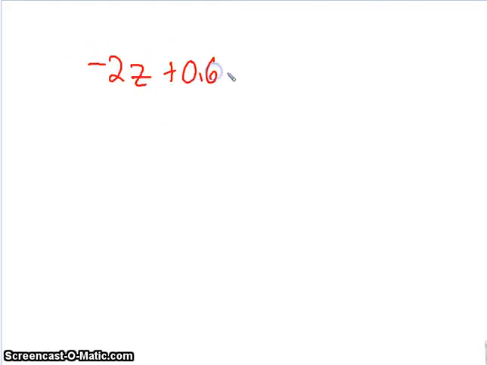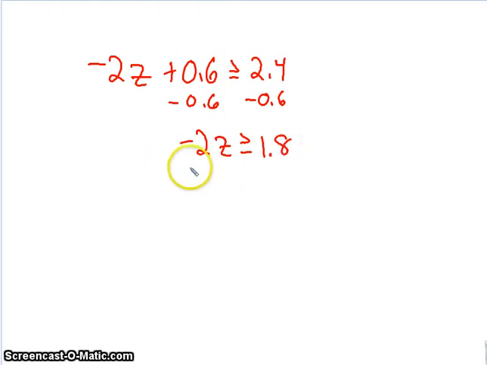Negative 2z plus 0.6 is greater than or equal to 2.4. I know you love the fractions, decimals. I love them too. All right, we're gonna leave the z alone. We're gonna get rid of this, minus 0.6, minus 0.6. So I get negative 2z is greater than or equal to, I believe that's 1.8. Okay. Now we're going to divide both sides by negative 2.